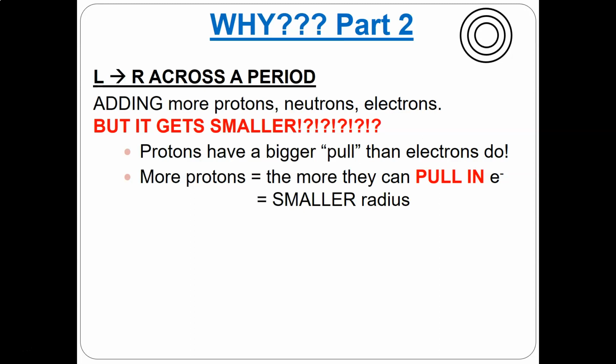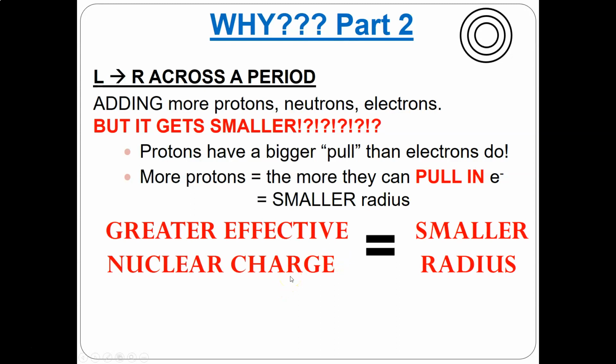So the proton is like the football player and the electron is like the 2-year-old. It's a 1-to-1 addition as you go across. When you go from sodium to magnesium, you add a proton, you add an electron, but magnesium is going to end up smaller because the proton has more of an effect. And it's going to pull that electron in closer, making the radius smaller. So the phrase we use, kind of a vocab term, is we say that as you go across and as you add a proton, you get a greater effective nuclear charge. The nucleus is going to behave stronger. It's going to have a bigger effect, and that's going to result in a smaller radius.